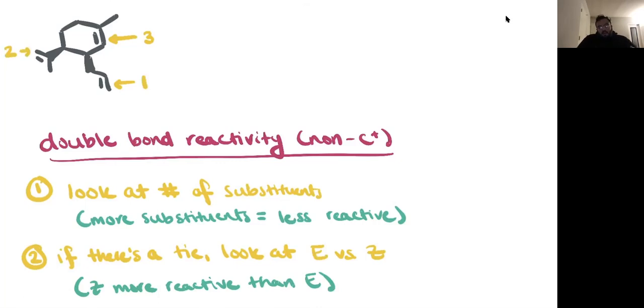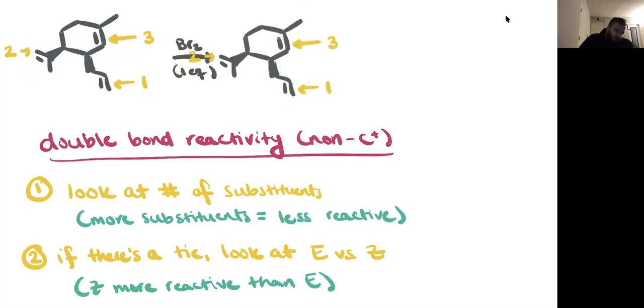Cool. So if you have more substituents, you're going to be less reactive. So if I were to add in 1 equivalent of Br2, then now instead of reacting number 2, the disubstituted one, as we did earlier, we're going to react the monosubstituted one. That's the most reactive double bond because we're not forming a carbocation here.